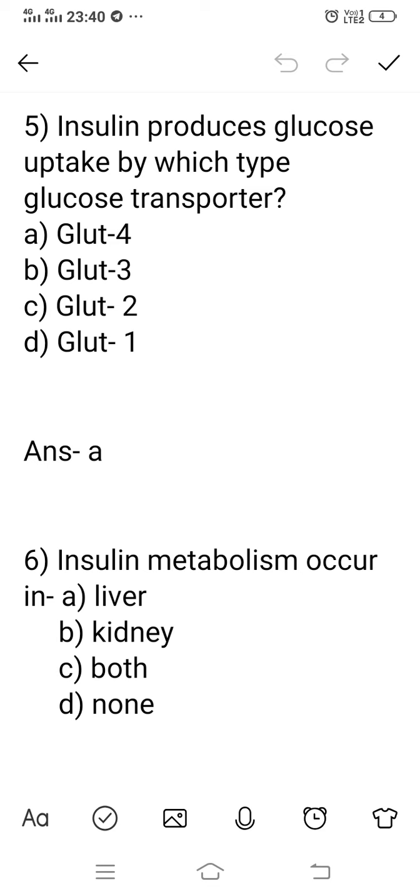Question number 5. Insulin produces glucose uptake by which type of glucose transporter? Generally, 4 types of glucose transporters are available: GLUT1, GLUT2, GLUT3, GLUT4. Insulin produces glucose uptake by the GLUT4 type of glucose transporter. It is an important question. So option A is the right answer.